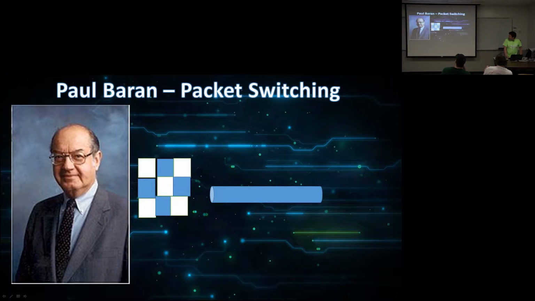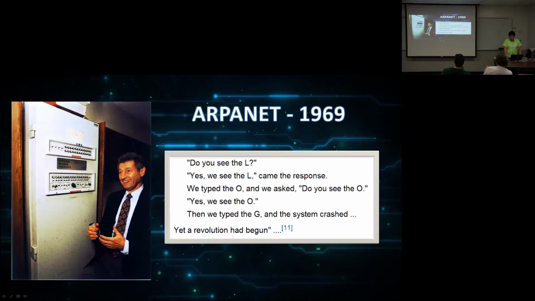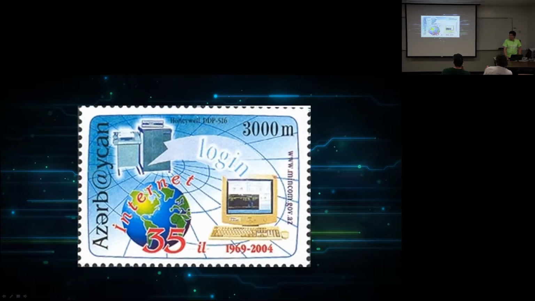And this idea from 1961 was implemented in a variety of networks in the 1960s, but one of the more famous ones was ARPANET. And this was actually a phone conversation of when they were first testing it. The system crashed on the third letter, but it proved the concept could work and actually be useful in the real world. So you got ARPANET in 1969.